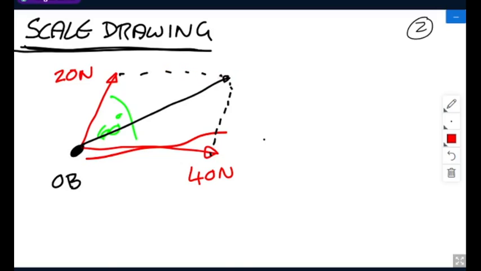Now we could work that out by doing a bit of maths, but we've done that, so we haven't got to do it again. The way to do this is to scale draw it, to draw by scale. He's going to go something like that, like Kieran said. So what you would do is make a scale. Let's say 10 newtons is going to be 1 centimeter, if you like centimeters.